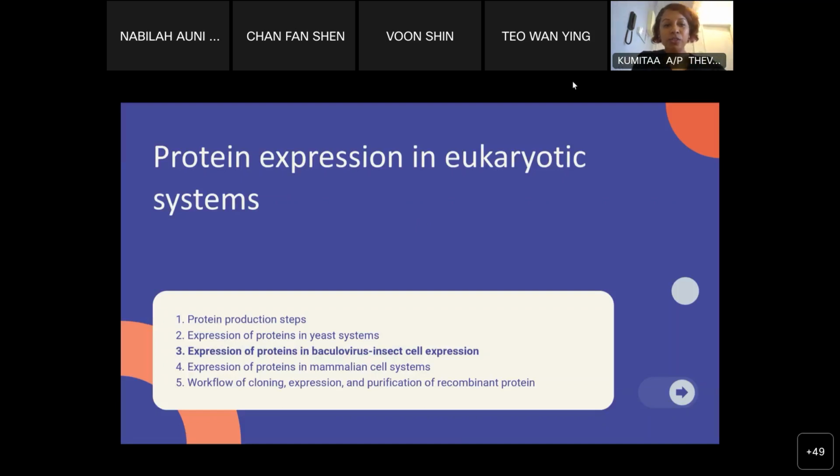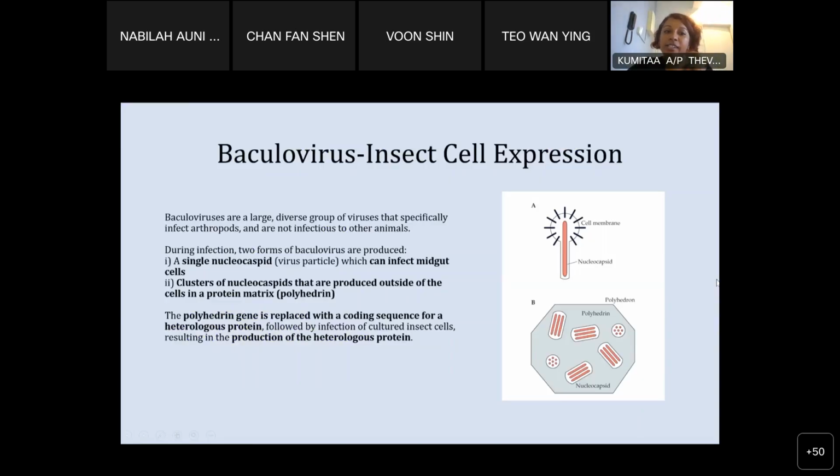So next we move on to expression of proteins in baculovirus insect cell expression. Baculovirus is a large, diverse group of viruses that specifically infects arthropods and is not infectious to other animals. During infection, two forms of baculovirus are produced. If you look at the image here on the right, you have your single nucleocapsid, this long thing here. It's a virus particle which can infect mid-gut cells.